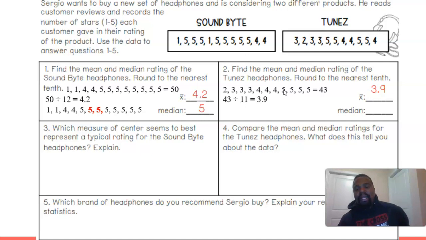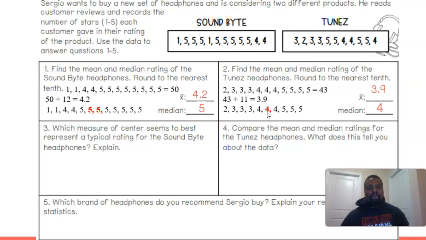Then let's look at the median. I already have the numbers in order from least to greatest. Now this is an odd set of numbers. Anytime you have an odd set of numbers in your data set, you're going to have one number in the middle that's clear, and that's going to help with your median. The number in the middle is 4, and so your median, which is your middle number, is going to be 4.